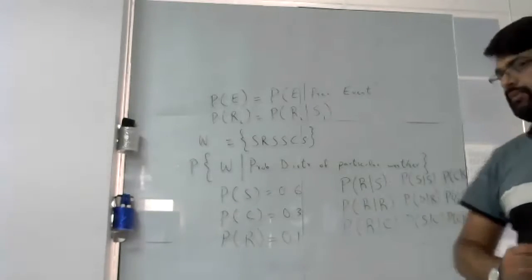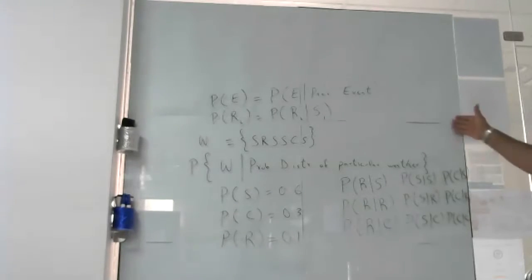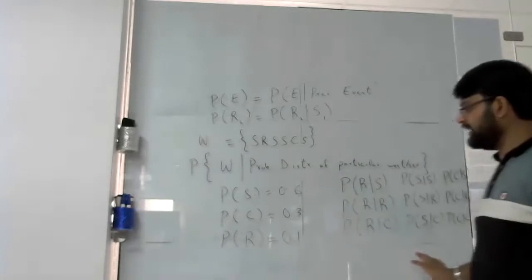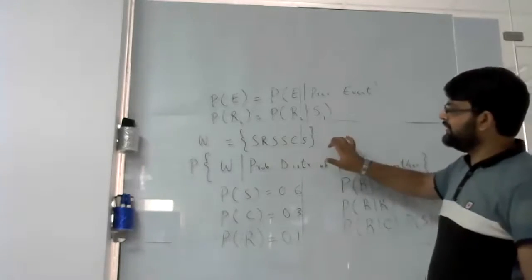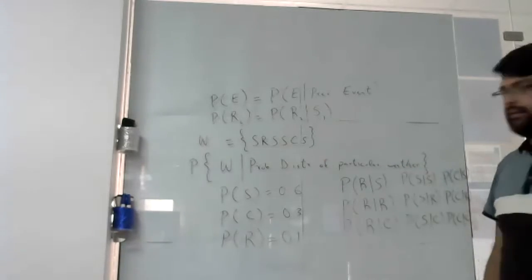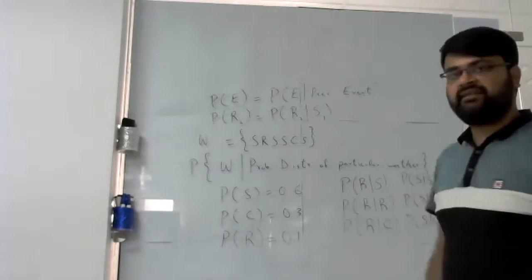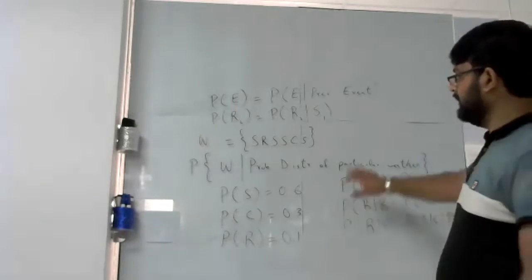So all this information, we need this information. Until we have this information we cannot calculate this anymore. Why? Now this weather is very different from what you are seeing here. Why?